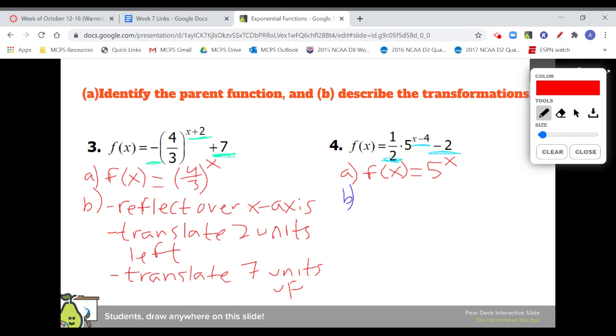Anyways, so there's a 1/2 out in front. A number being multiplied in the front is a dilation. So I would say a dilation by a factor of 1/2.